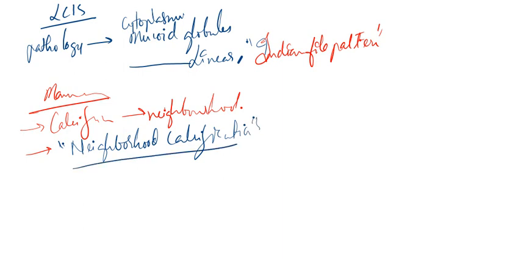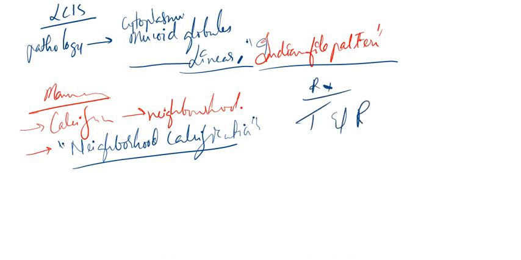Now what is the histological hallmark of LCIS? That is Indian file pattern, because the tumor cells are arranged in a linear fashion, right? Now what is the treatment? The treatment is very simple. If it comes to drug treatment, it is tamoxifen and raloxifene citrate.